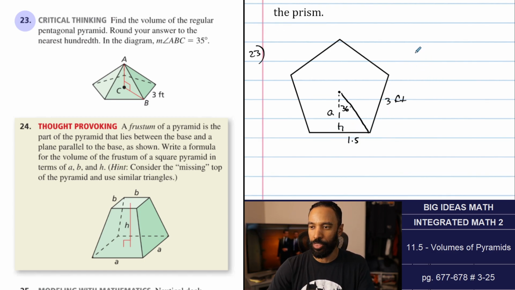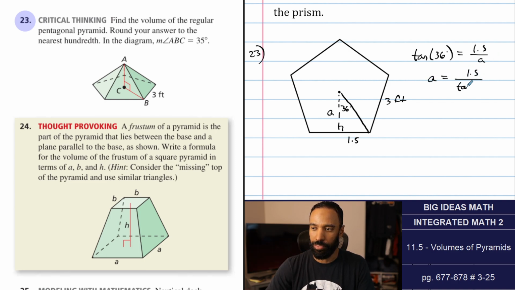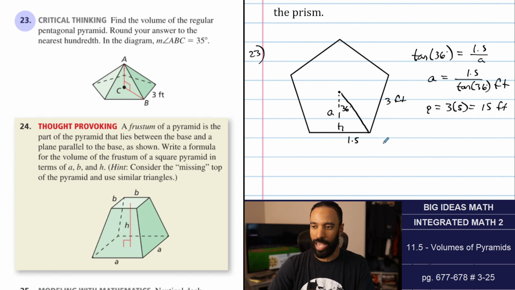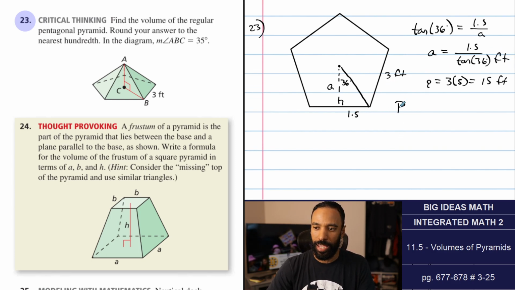To find the apothem, we're going to use tangent. Tangent of 36 is opposite over adjacent. So A is 1.5 over tangent of 36. Now the perimeter is straightforward. That's 3 times 5, 5 sides, 3 feet each. That's 15 feet. So these are exact portions for that. The area of the base is 1/2 apothem times perimeter. Not clean numbers.